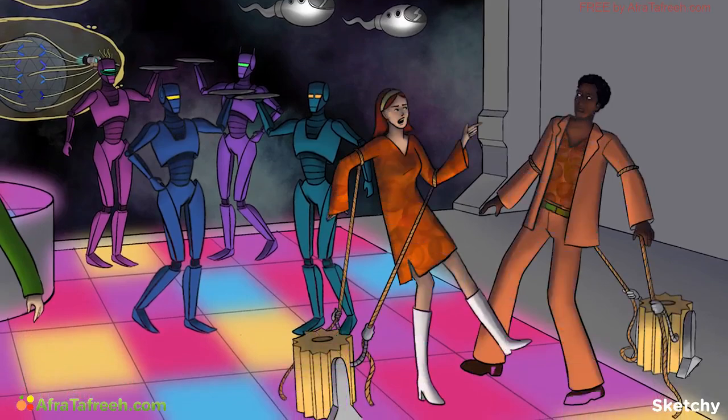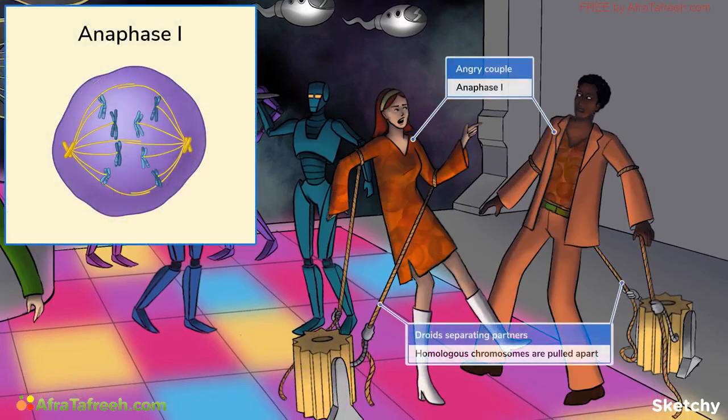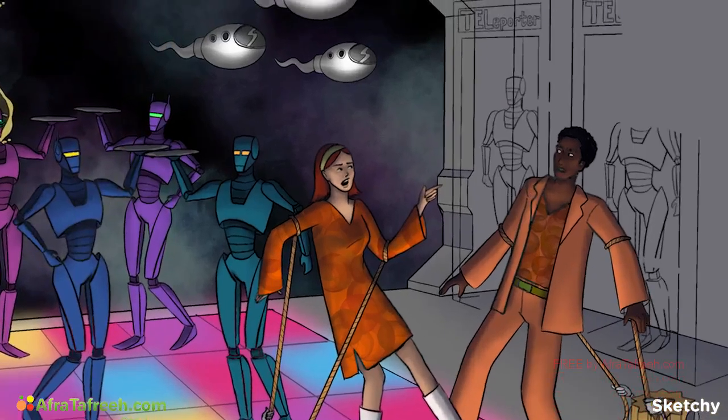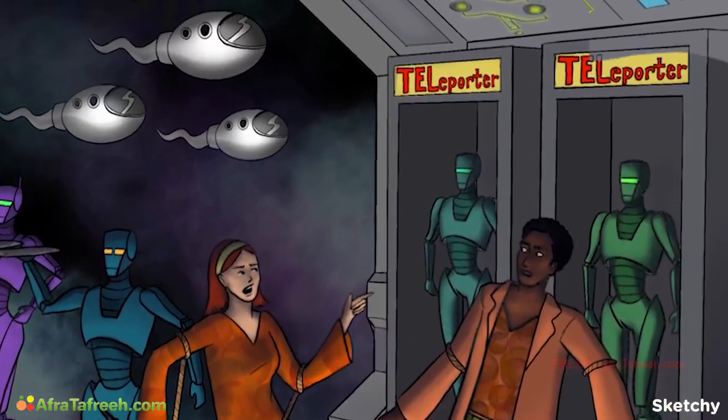The next stage is anaphase 1, where homologous chromosomes are pulled apart to opposite poles of the cell. And nothing makes me more angry than getting separated by droids. Pick on someone your own size, guys. Remember, it's homologous chromosomes that are pulled apart in anaphase 1. The sister chromatids remain attached to each other at the centromere, and they won't separate until the next round of cell division. Anyways, let's move on to telophase 1.